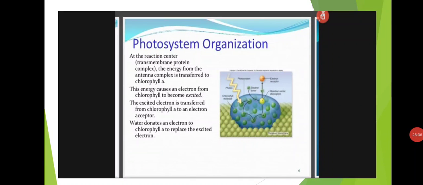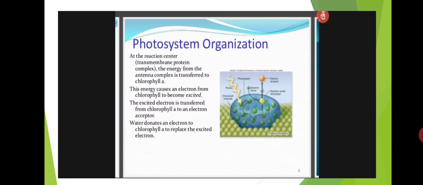At the reaction center transmembrane protein complex, the energy from the antenna complex is transferred to chlorophyll A. Okay students, at the reaction center, first photons are absorbed by the antenna complex then enter into the reaction center. At that reaction center, the energy from the antenna complex is transferred to chlorophyll A. This energy causes an electron from chlorophyll to become excited. By using this energy, the electrons become excited.